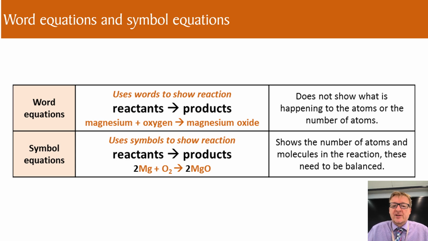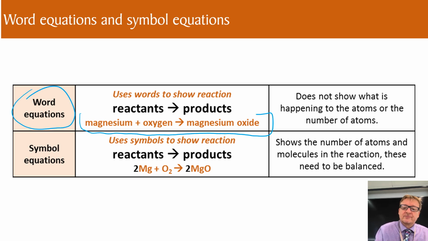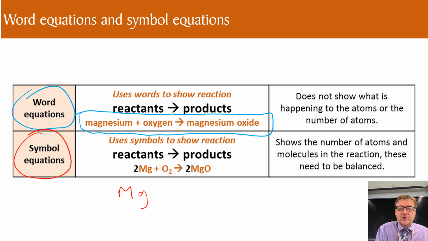Now, word equations and symbol equations. All I'm going to do here is explain exactly the difference between them. A word equation is where you use the words: magnesium plus oxygen makes magnesium oxide. A symbol equation is where you actually use the element symbols, so you write MgO, but with that, you're also going to need to balance.